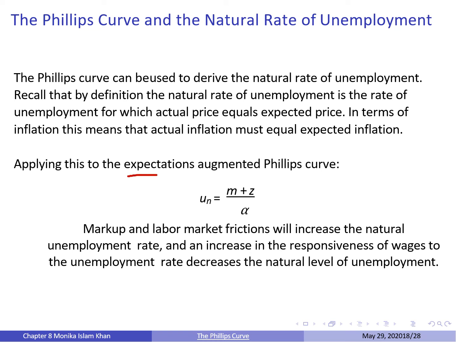We can apply this to the expectations-augmented Phillips curve and solve for the natural rate of unemployment. Note that under our assumption, M and Z are constant. Therefore, this natural rate of unemployment is also constant, so we can drop the time index. The takeaway from this equation is the higher the markup M, or the higher the factors that affect wage setting Z, the higher the natural rate of unemployment.